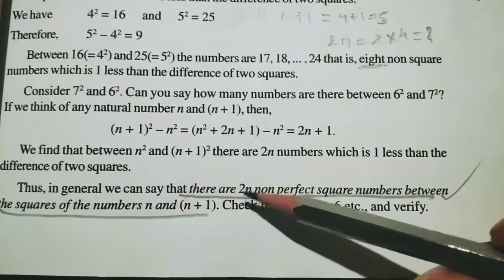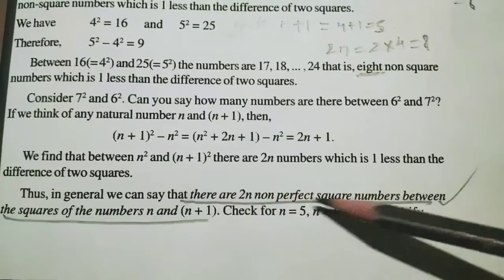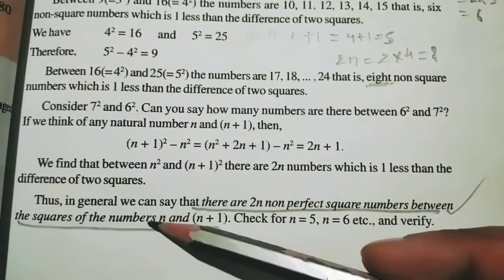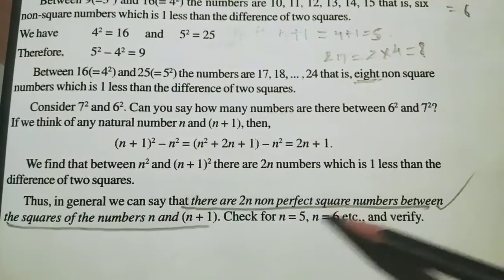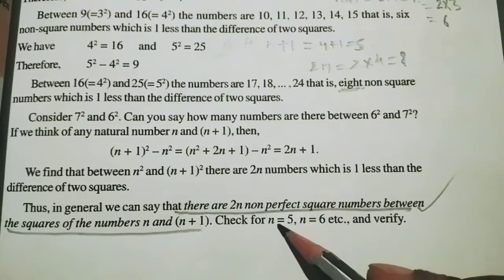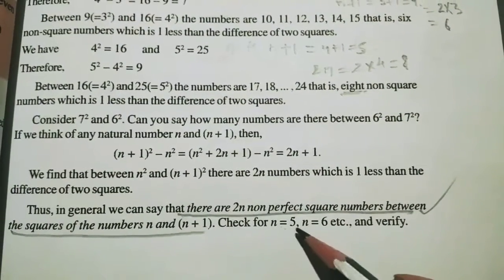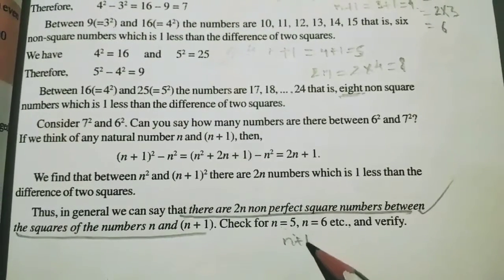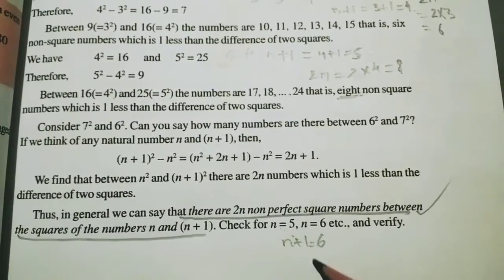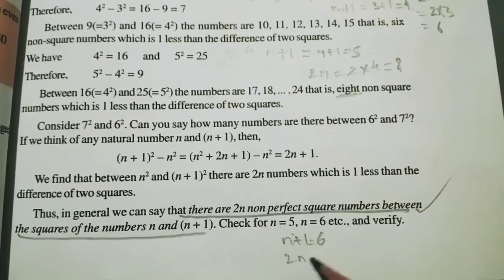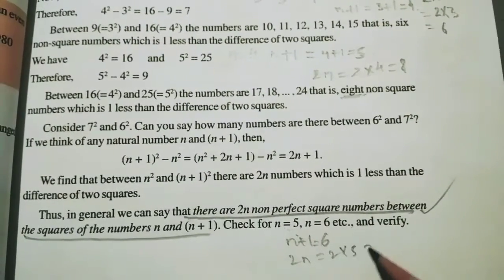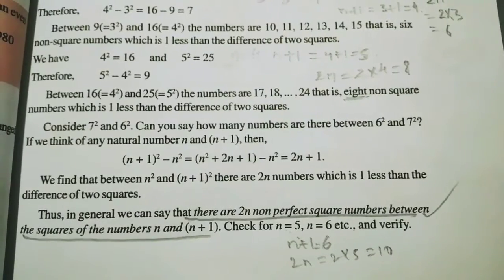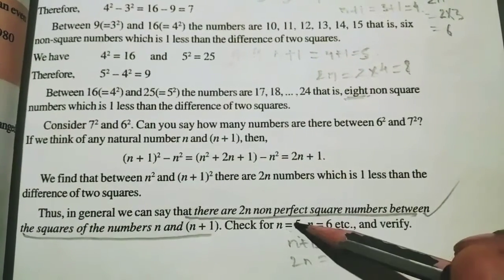Okay, so underline this formula. So 2n non-perfect squares are between n square and n plus 1 square. So you can check for 5 and 6 also. Here 5 is there, so n equal to 5. So n plus 1 will be 6. So 2n means 2 into 5, so 10. So 10 non-square numbers are there between 5 square and 6 square in this way. Understood? So go to the next page.